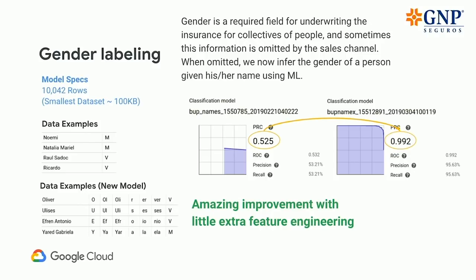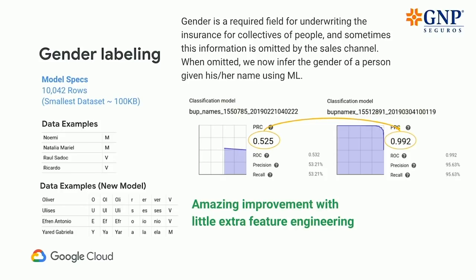And one of the fields that is required for each of the persons that integrate this collective of people is the gender of the person. But sometimes the sales channel omits to provide that information. And when that happens, what the underwriting department usually did before was break up the file into many small different files and send them to a lot of different persons, and manually each person would classify, based on the name of the person, if that person is male or female. So, one of the last times that happened, the file was 10,000 rows long. So it was a lot of work.